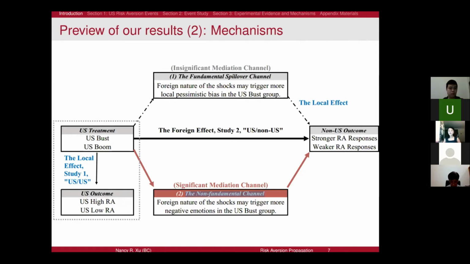So a natural hypothesis relevant for us is that maybe the foreign nature of the shocks may trigger more negative emotions if you are seeing a U.S. high risk aversion shock, right? And we do find this channel being significantly important. And in terms of the magnitude, it can mediate around 20% of the asymmetric responses that we observe here. Okay. So this is the summary of our experiments and the second part of the paper. I hope this is clear.